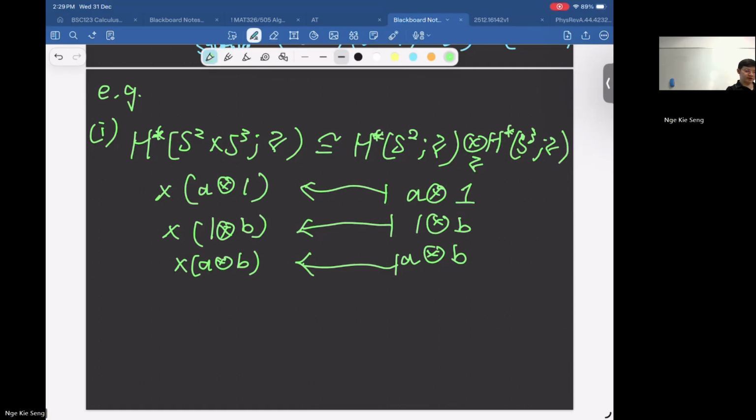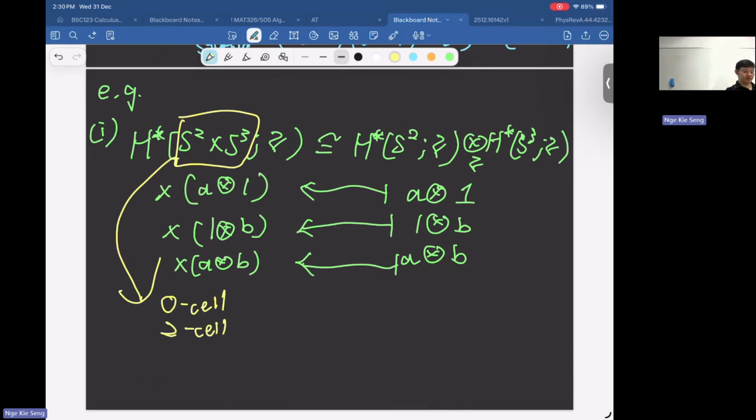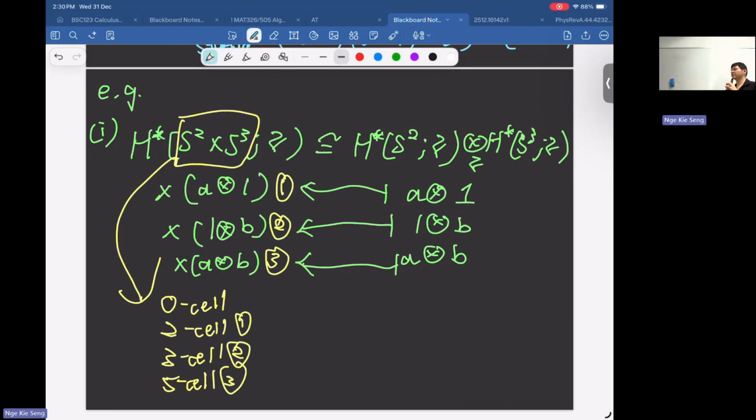Because some of you came late, do you know how many cells you have in S2 cross S3 here? You get a 0 cell, a 2 cell, a 3 cell, and then a 2 cell cross a 3 cell gives you a 5 cell. These are the generators. So maybe let me list them here: this is number 1, number 2, number 3. So here is 1, 2, 3, corresponding to these cells under the isomorphism.